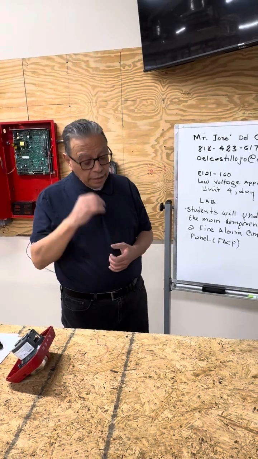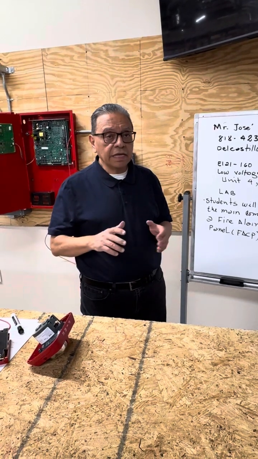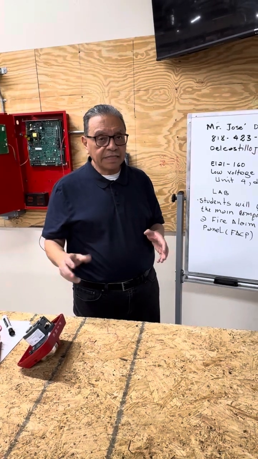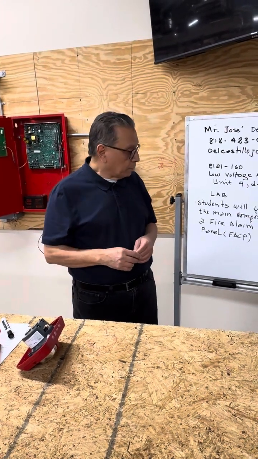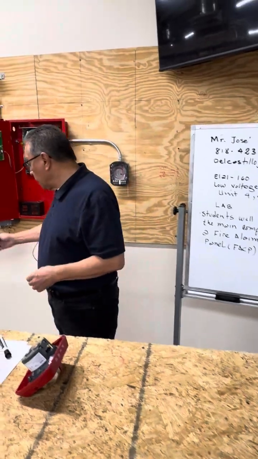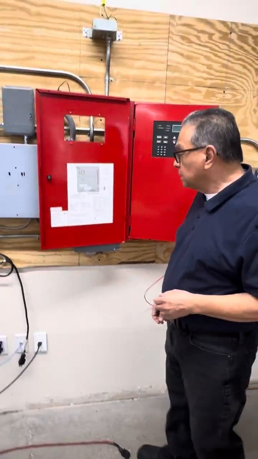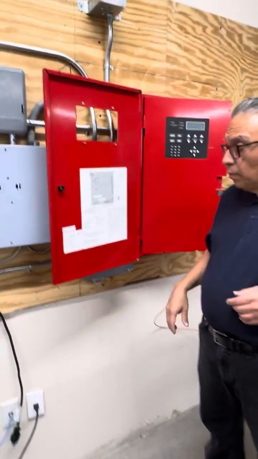Also, it will indicate in which area of a building, or the commercial or industrial site, the fire pops up. Okay, right here we have a fire alarm control panel. It's an electronic board.